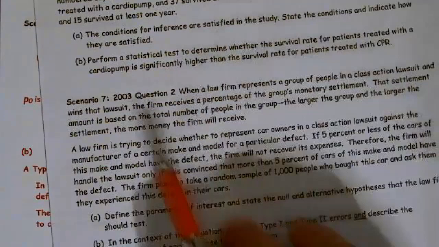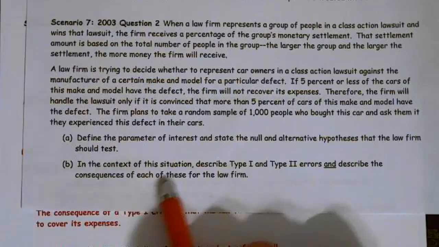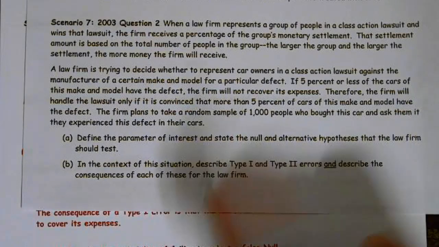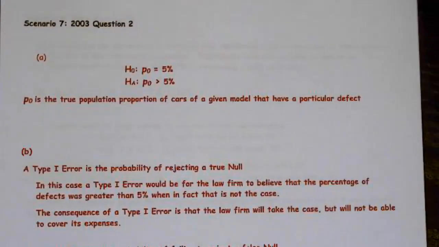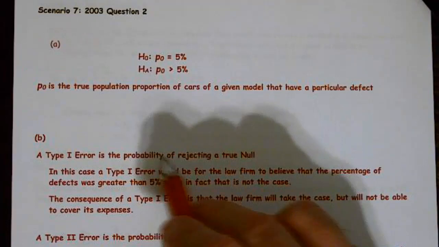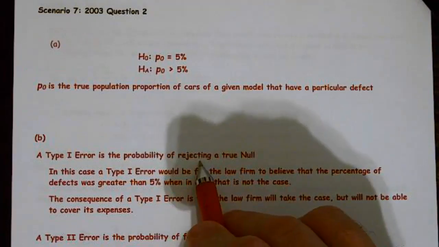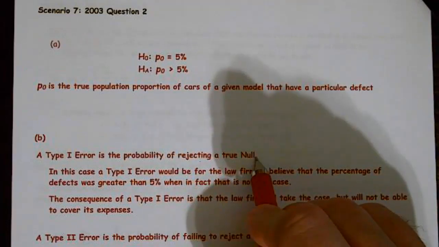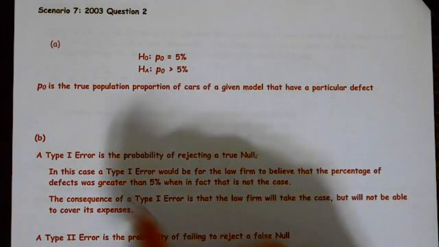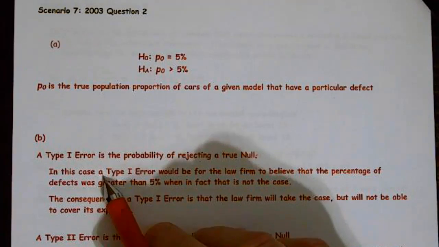Part A was pretty easy. Part B: in the context of the situation, describe type 1 and type 2 errors and describe the consequences of each of these for the law firm. So, type 1 error: probability of rejecting a true null. That doesn't give me any credit. That just tells the reader that I know what I'm talking about. I have to have it in context. In this case, here's where I start to get credit.